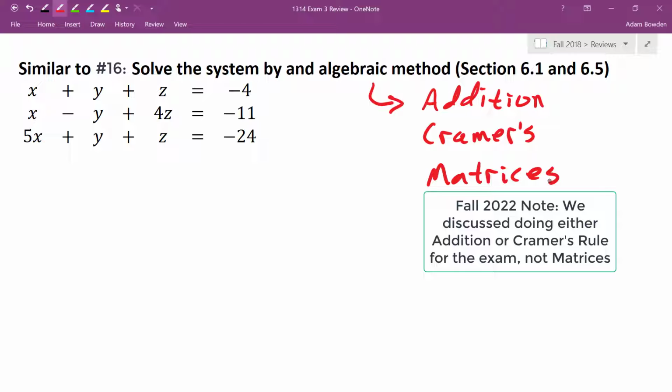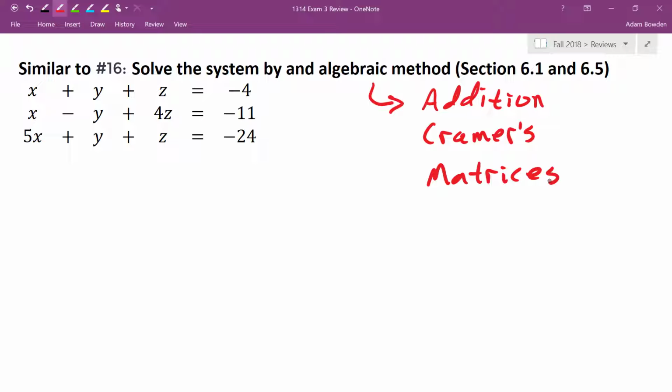And if you want to go through any of these methods on your own, see if you can figure out how to make them work based on how we did them. For an example here, I'm going to use the addition method to solve.